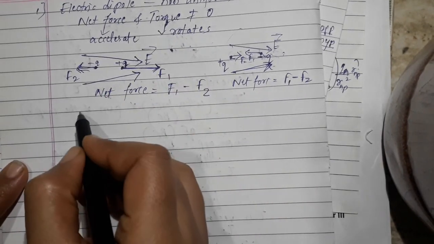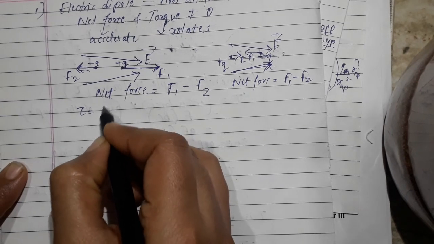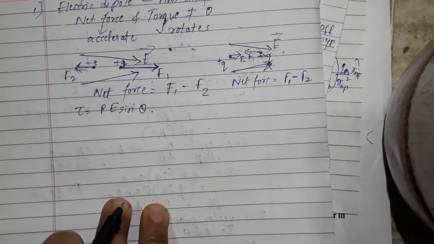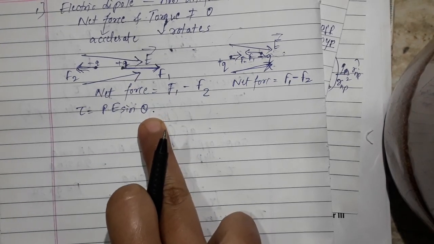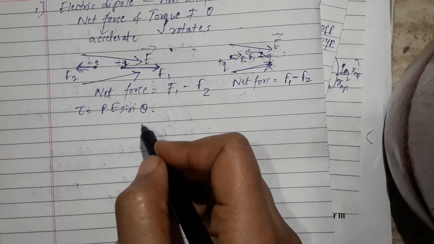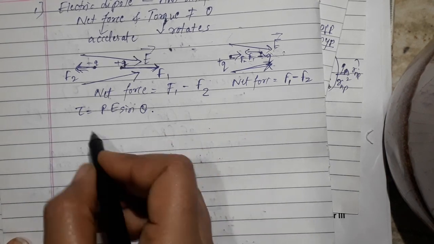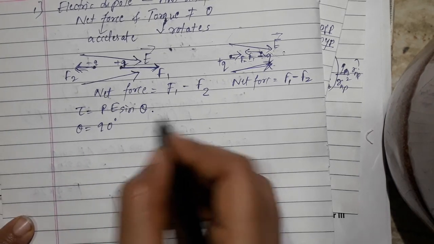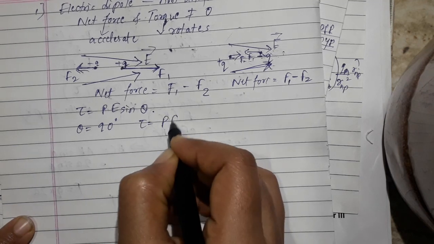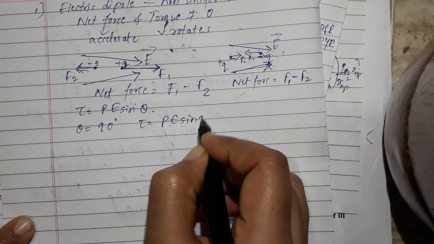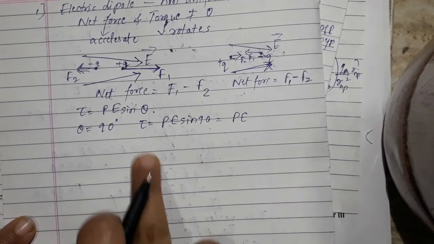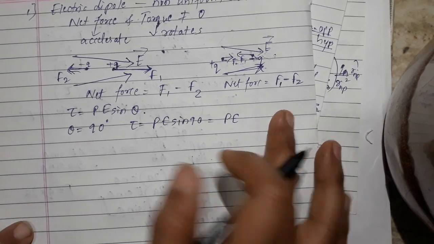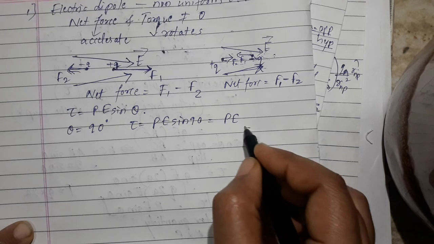Example. We know the expression tau is equal to PE sine theta. So we have to see where the torque is maximum and where it is minimum by putting in the values of theta. When theta is 90 degrees, we know that sine 90 is 1. So tau is equal to PE sine 90, which is PE, when the axis of the dipole is perpendicular to the electric field.